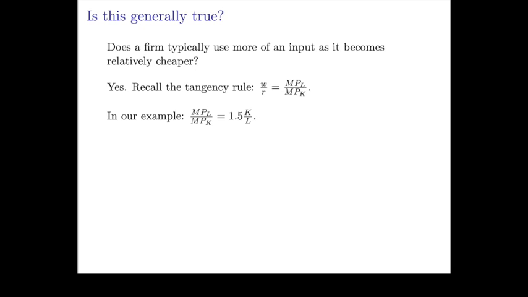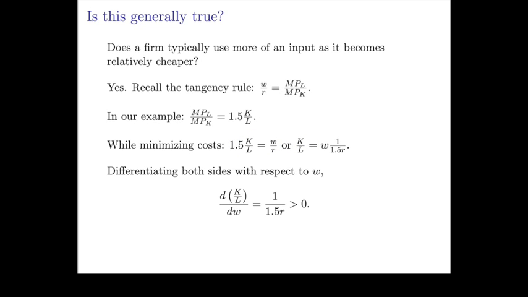So in our example, the ratio of the marginal products is 1.5 times K over L. So when we're minimizing cost, we're going to set 1.5 K over L equals W over R. In other words, the capital labor ratio, this is something that economists often talk about and care about, is always going to be W times 1 over 1.5 R. So as W decreases, the capital over labor ratio decreases, which means that you're using more labor relative to capital when the wage rate decreases.